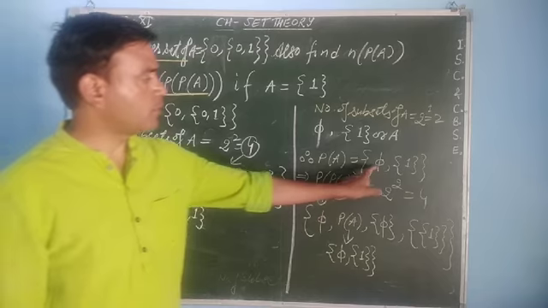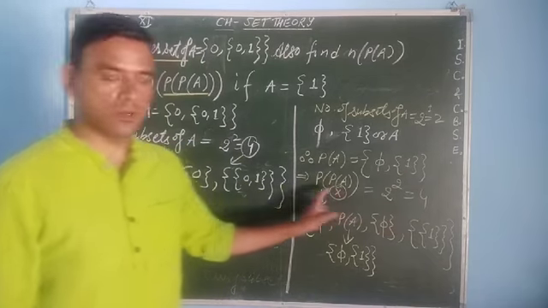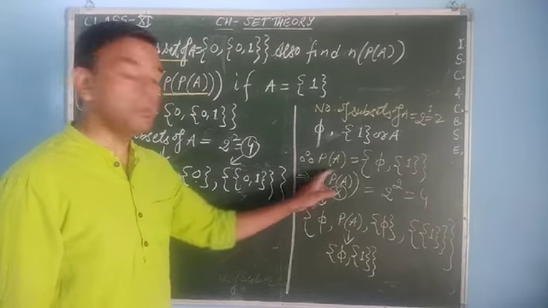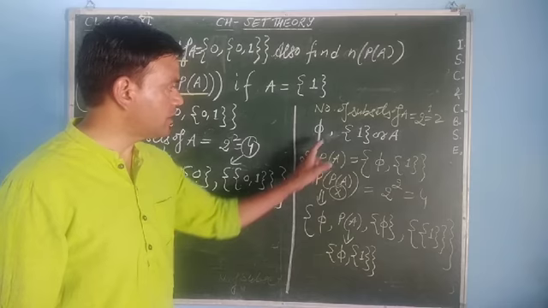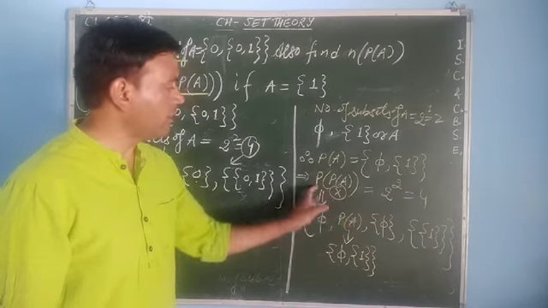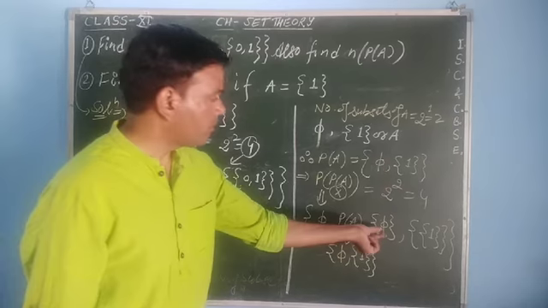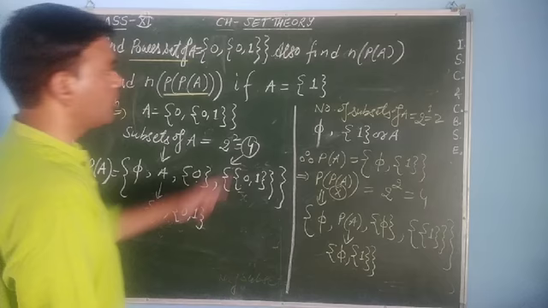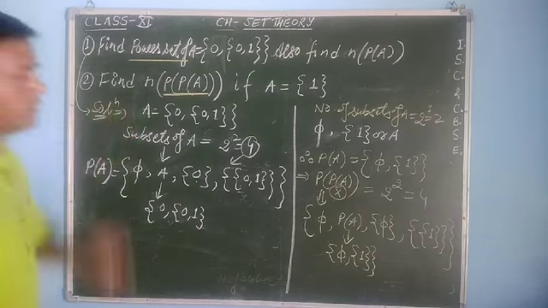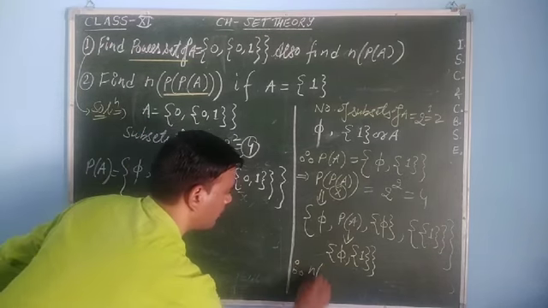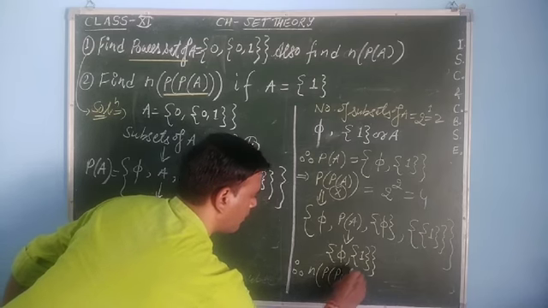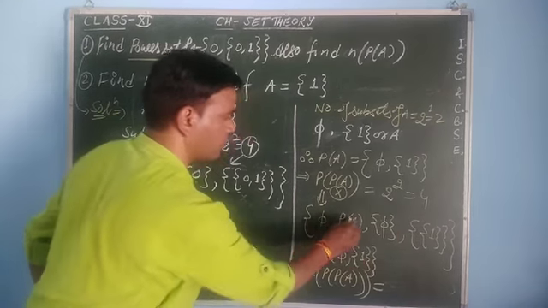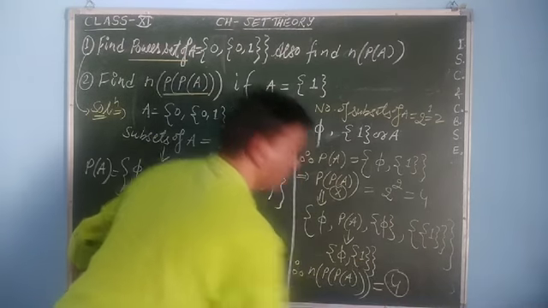So how many subsets are there? Because there are 2 elements, 2 to the power 2, 4 subsets will be of this P(P(A)). Those subsets will be the elements of P(P(A)). Phi is a subset of every set, then the set itself, P(A), then phi, this element, and then the subset of this one. Therefore now we have to find out n(P(P(A))), the number of elements in this set, which will be equal to 1, 2, 3, 4. This is the answer. Thank you.